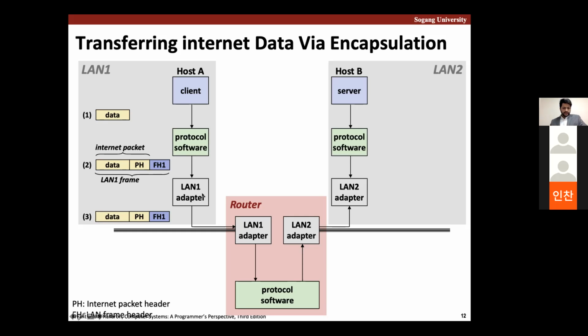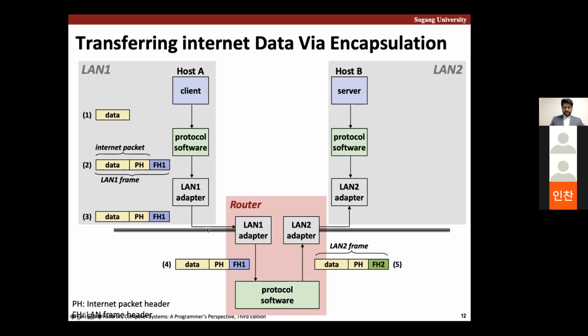The third step is that the LAN 1 adapter copies the frame to the network, so now the packet is in the network. In step 4, when the frame reaches the router, the router's LAN 1 adapter reads it from the wire and passes it to the protocol software. This horizontal line has Ethernet segments, but we are not going to show them here; to simplify, we just made the figure like this.